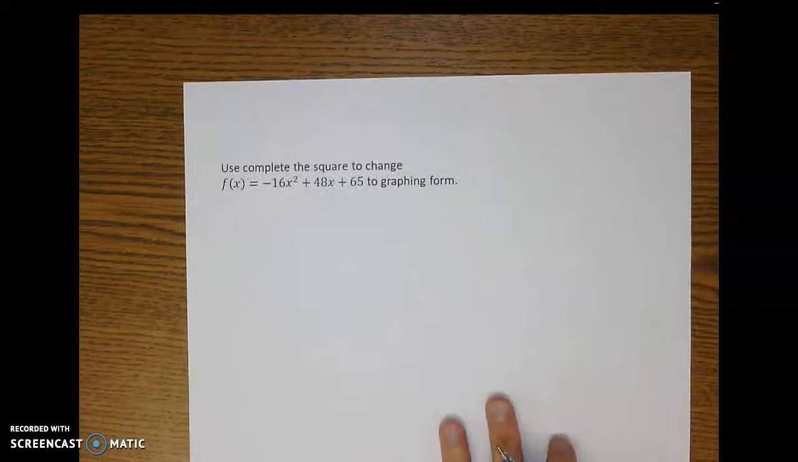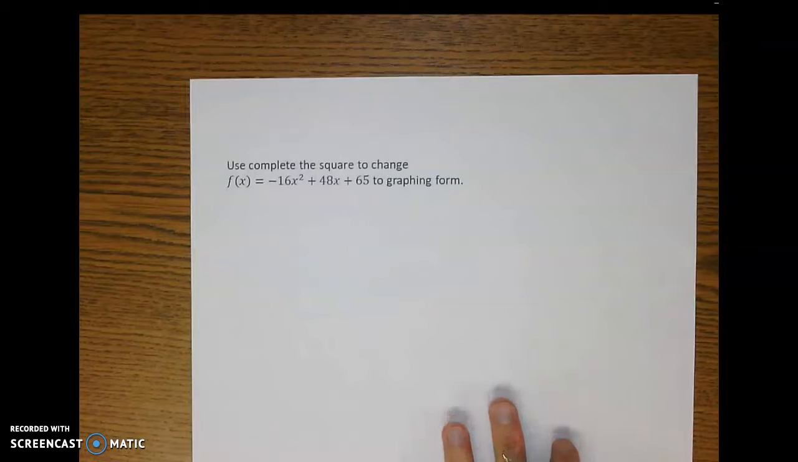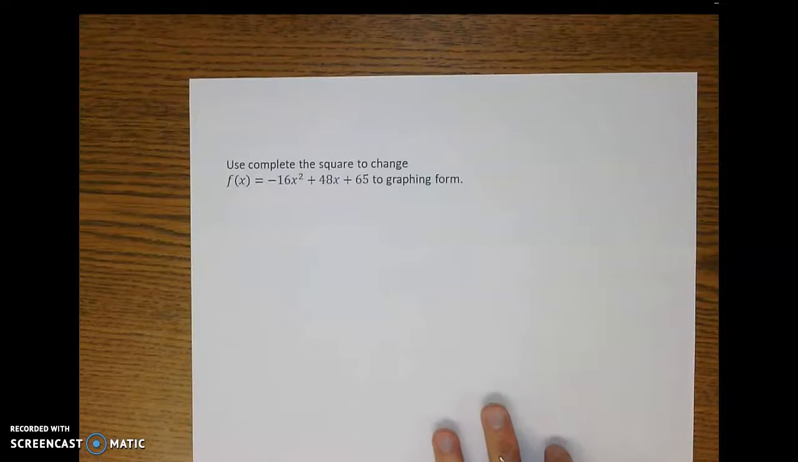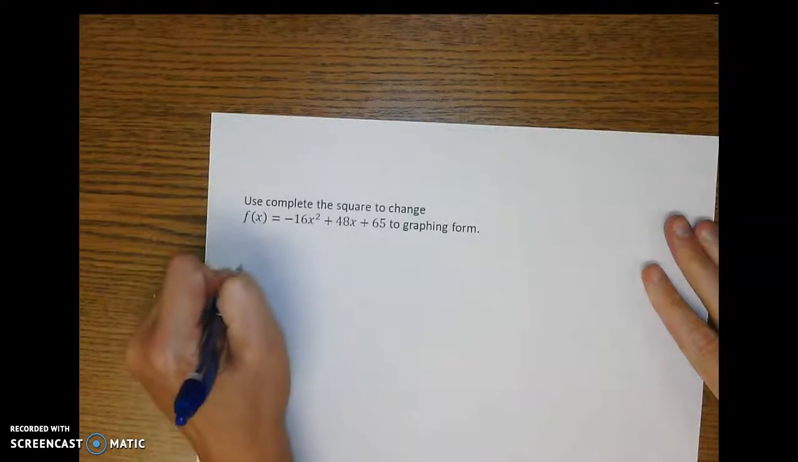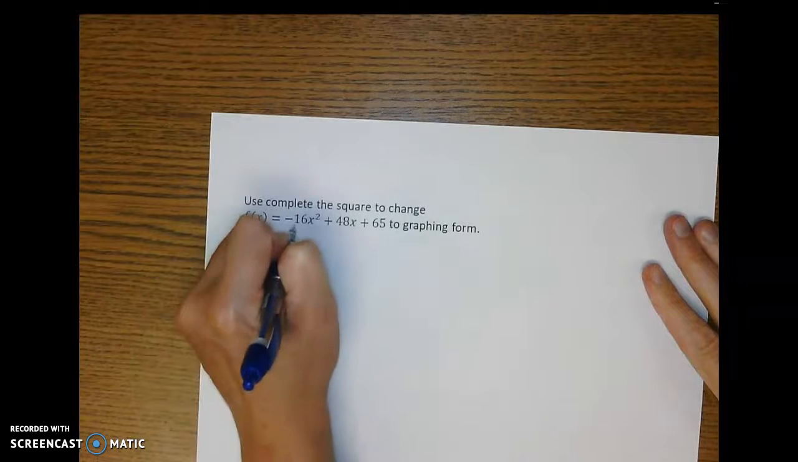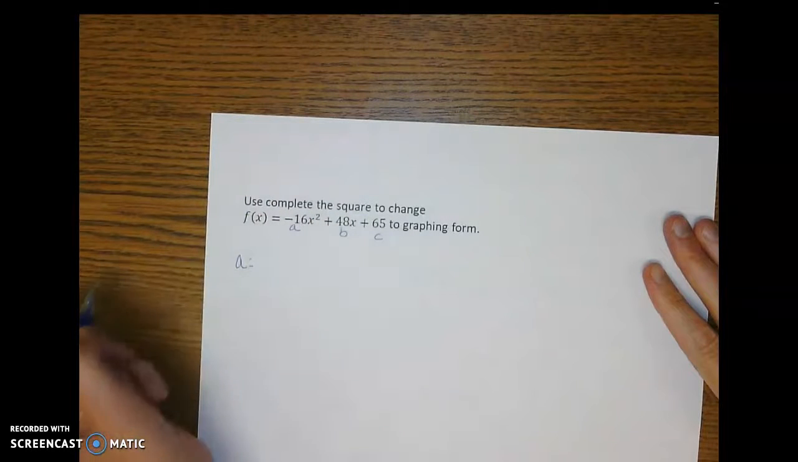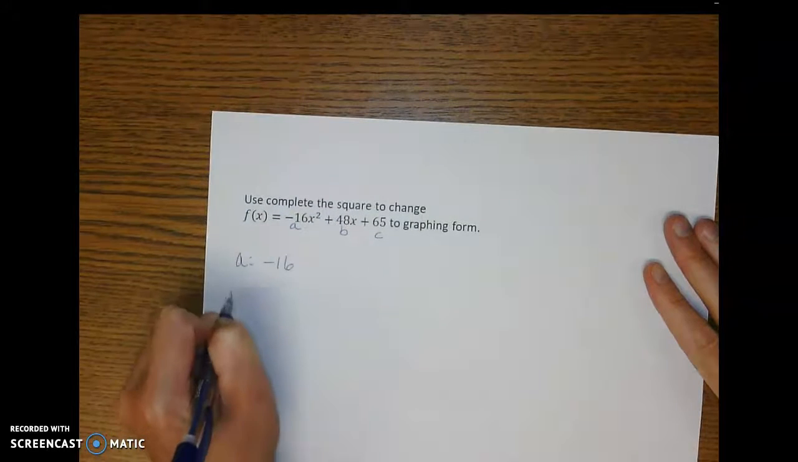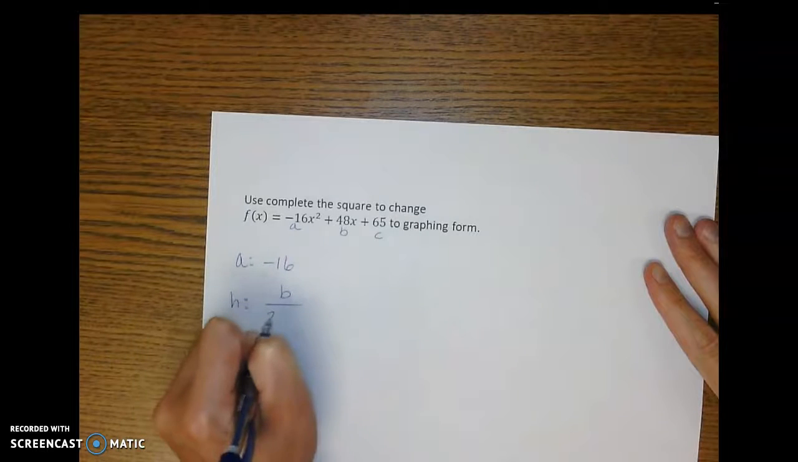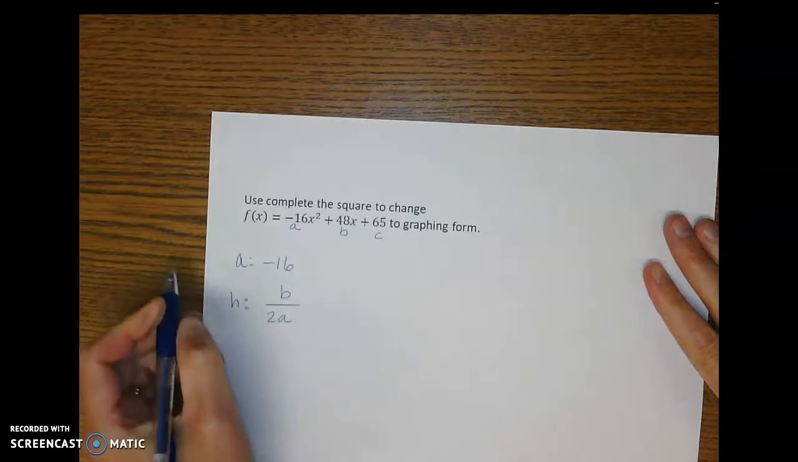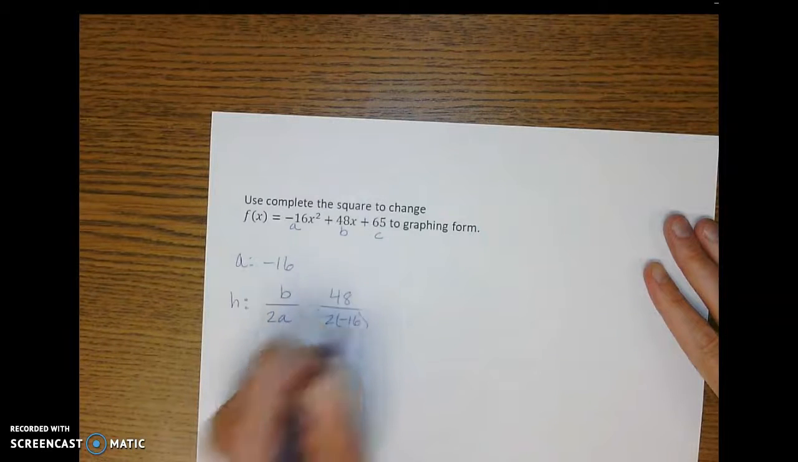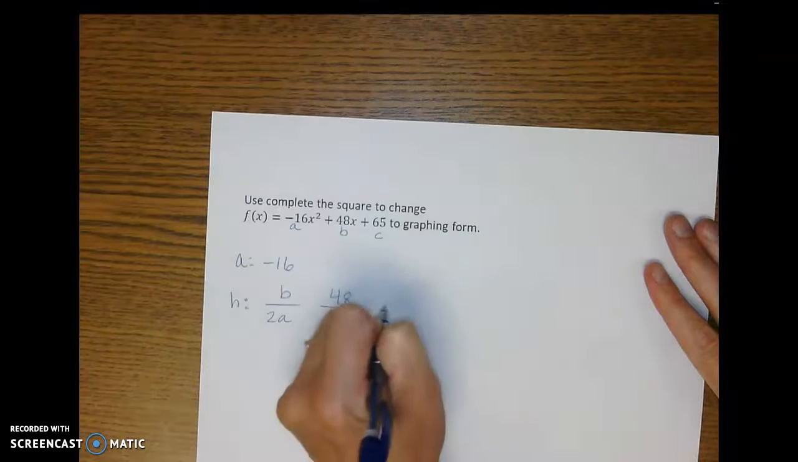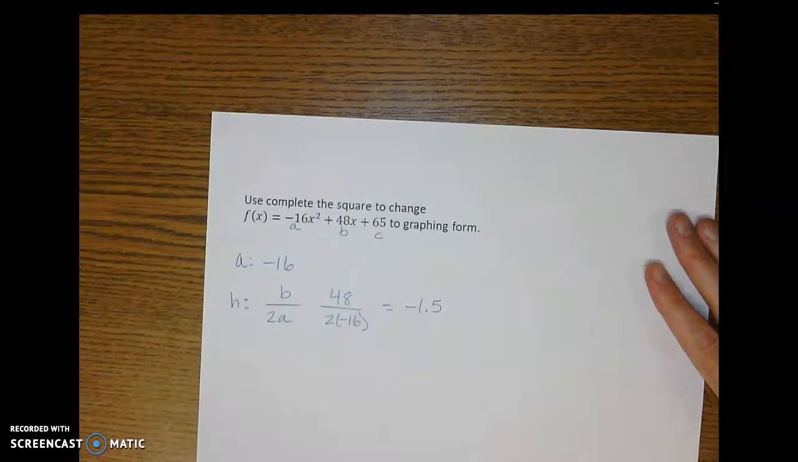And last problem for today. We're supposed to use complete the square to change f of x equals -16x squared plus 48x plus 65 to graphing form. All right, first thing I need for complete the square is my a value. A is right here, this is b, and that's c. So -16. To find h, I take b over 2a. So 48 over 2 times negative 16, and all of that simplifies to negative 1.5.